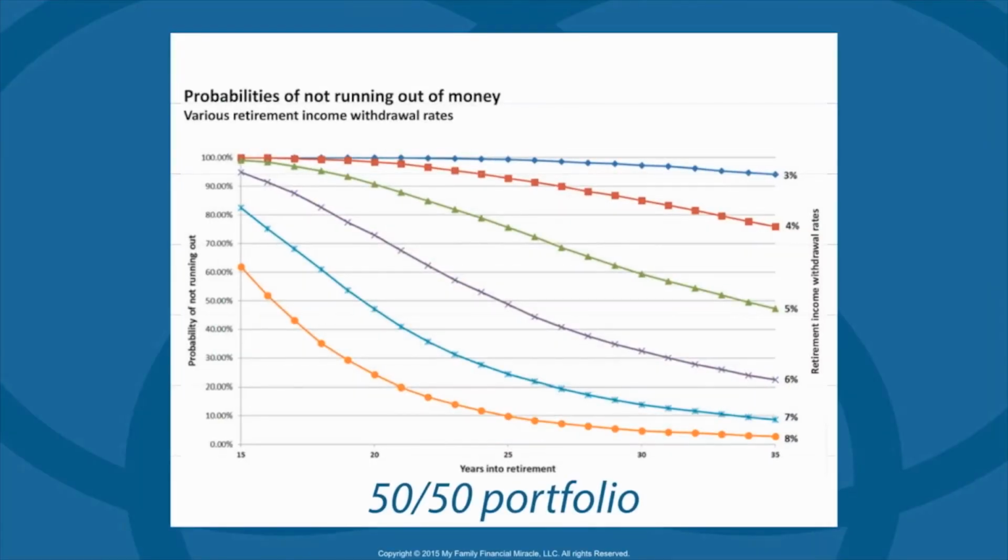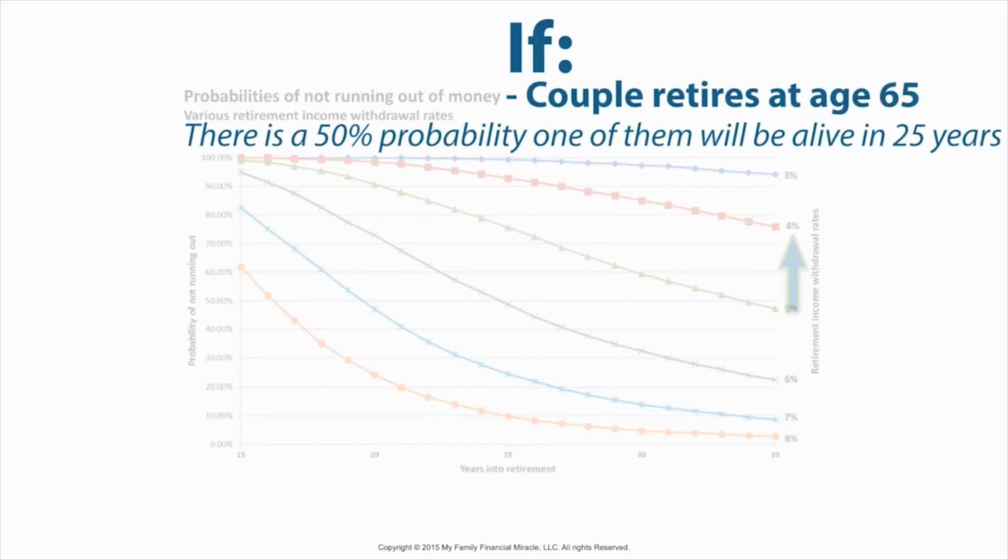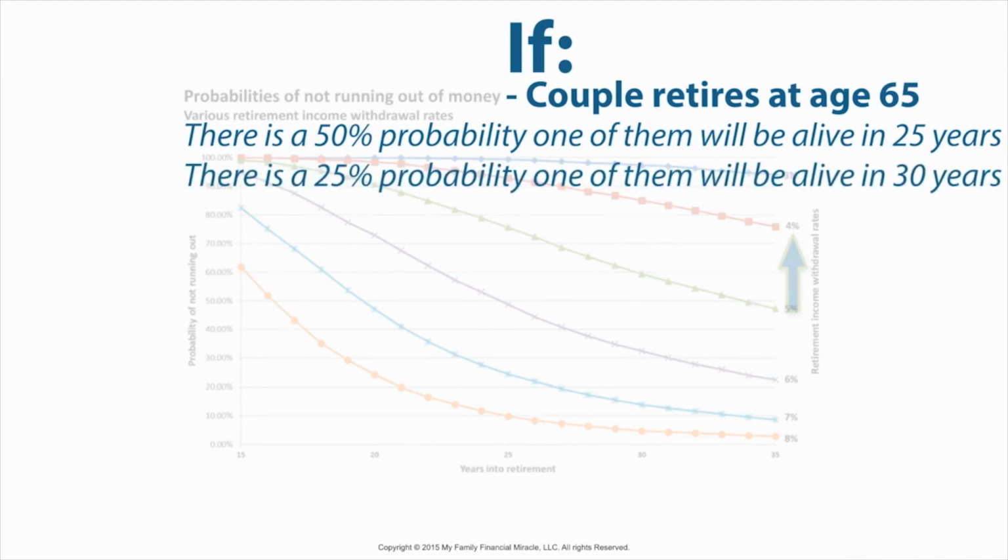This is a chart of the 4% rule on a 50-50 portfolio. That is 50% stocks and 50% bonds. If a couple is retiring at age 65, there is a 50% probability that one of them will still be alive in 25 years. There's also a 25% probability one of the two will still be alive in 30 years. So looking at 25 and 30 years into retirement, if this couple were to pull 3%, 4%, 5%, 8% off of their account, that is $30,000, $40,000, $50,000, $80,000 a year.